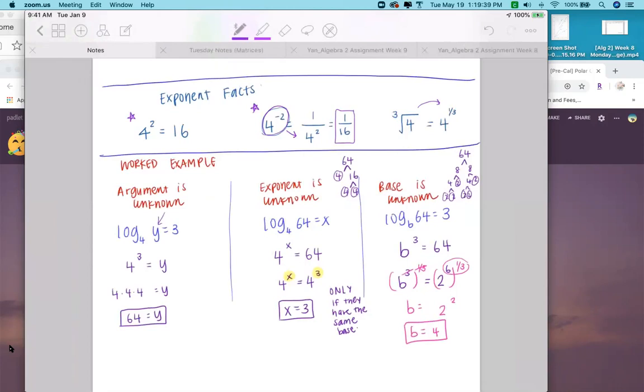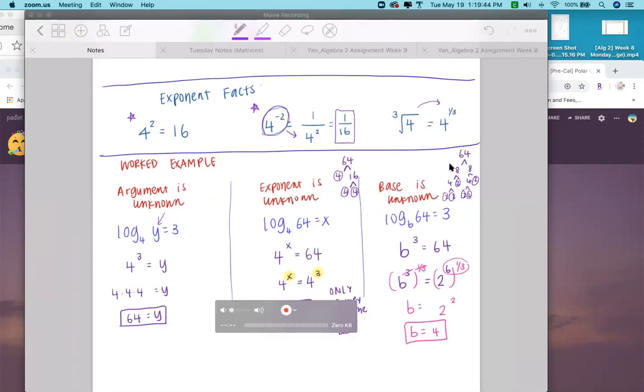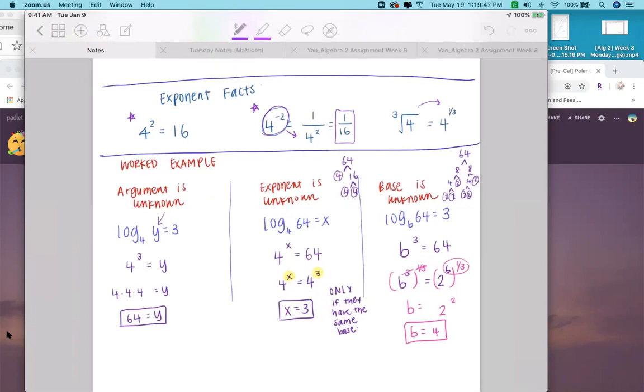And then the next part we have, when the argument is unknown, that means this number right here is a letter. When you rewrite it, I think this one is the easiest because it's a number to an exponent, which is 4 to the 3rd power equals the letter. And all you have to do is calculate this, either in the calculator or write it out. So it's 4 times 4 times 4, which is 64.